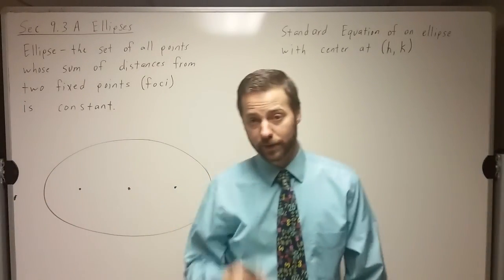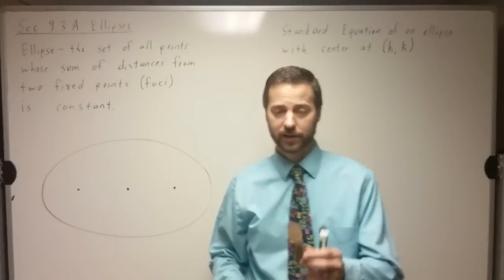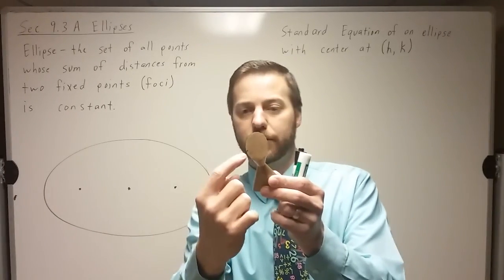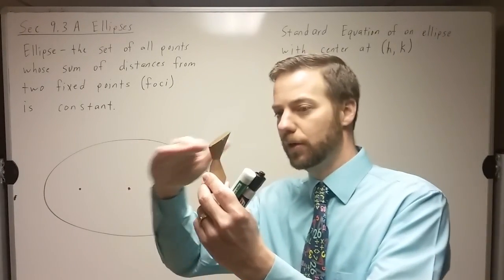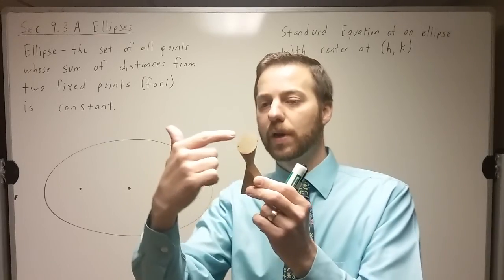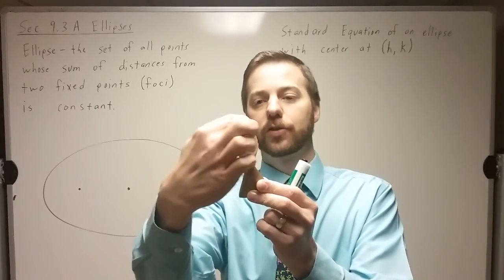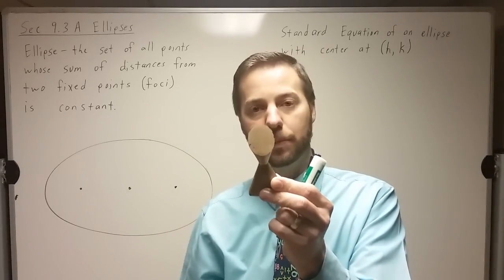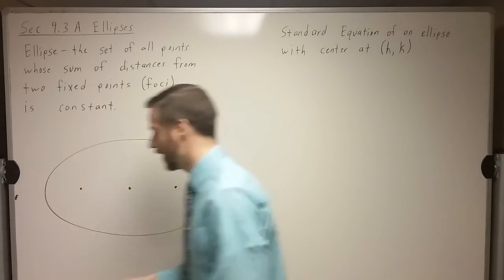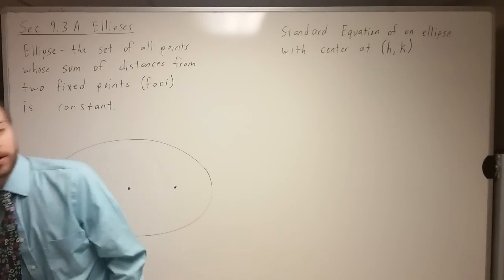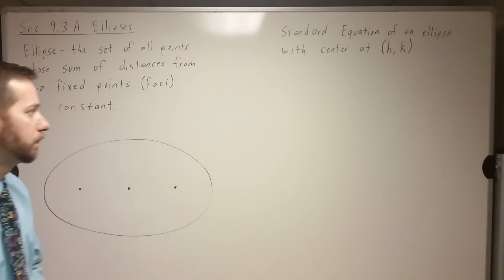Alright guys, today we're going to talk about ellipses, which is our next conic section. If you remember, this is the one where if we cut the cone, instead of cutting it horizontally, we cut it at an angle, we end up with this elongated circle thing. That's called an ellipse. And so that's what we're going to look at today: ellipses, what those are, and how to come up with the equations of them.